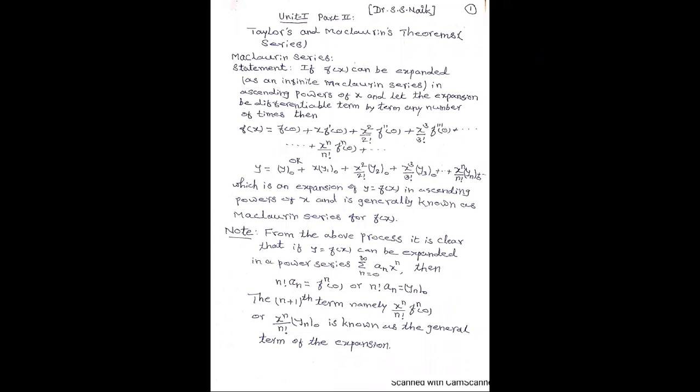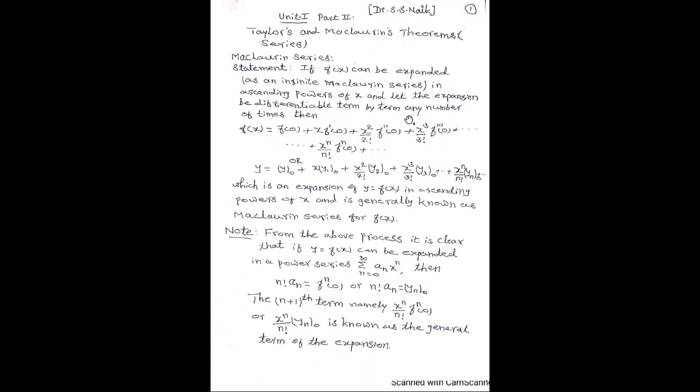So in this lecture, we are going to start with Unit 1, Part 2, Taylor and Maclaurin series. Statement of this Maclaurin series: if a function f of x can be expanded as an infinite Maclaurin series in ascending powers of x and let the expansion be differentiable term by term any number of times.